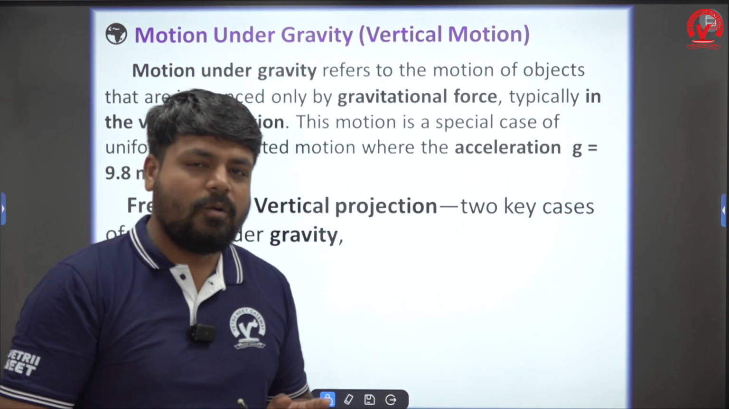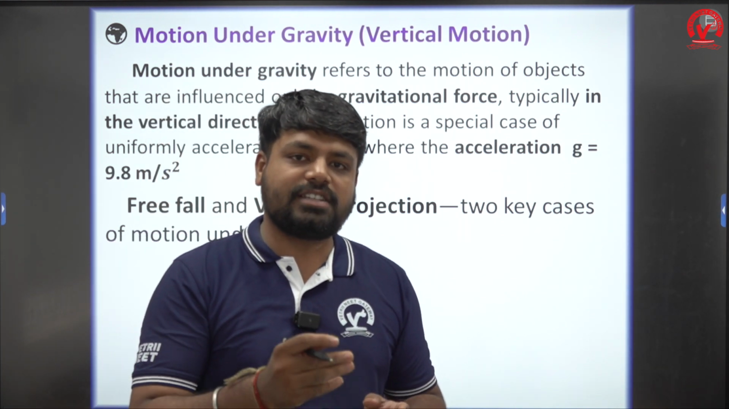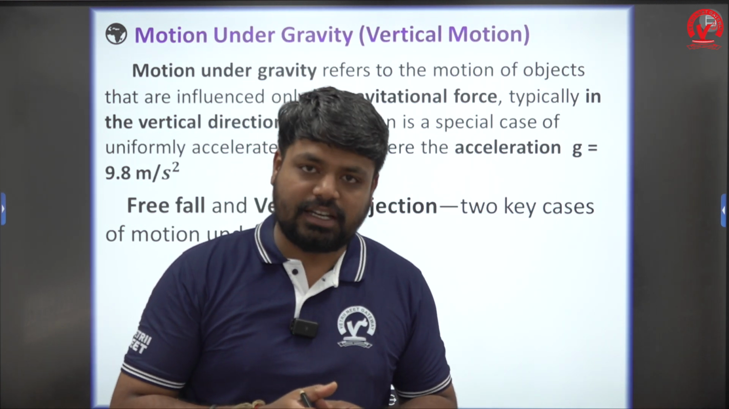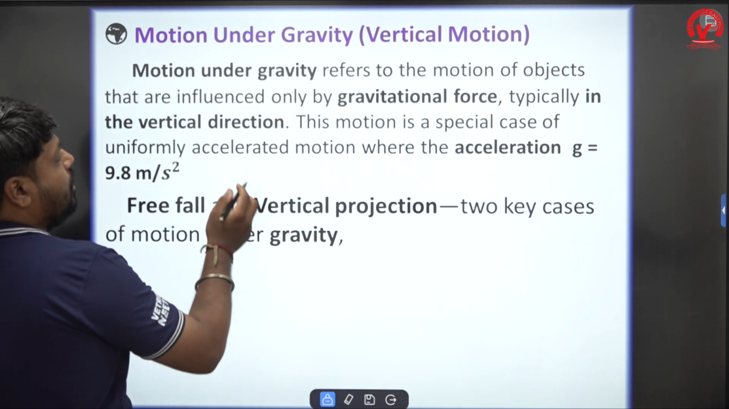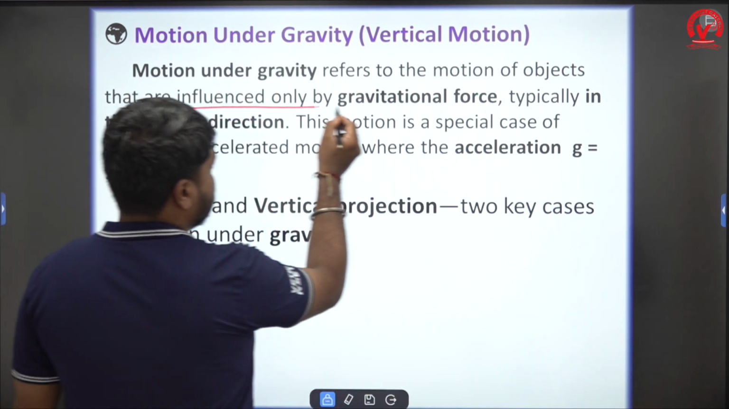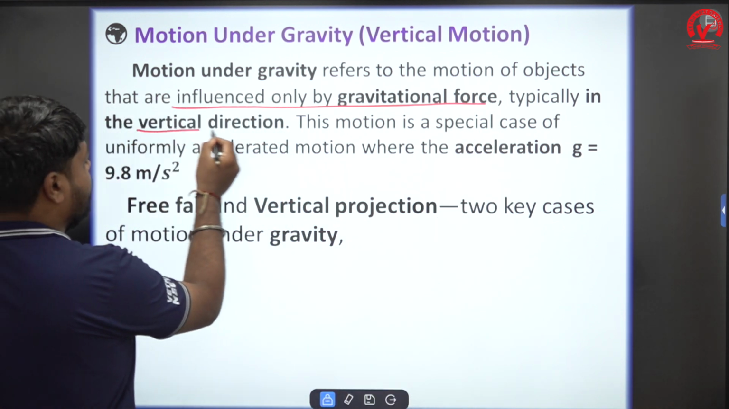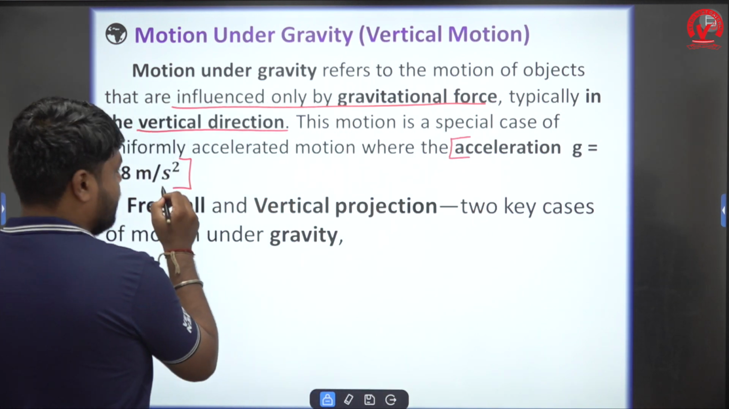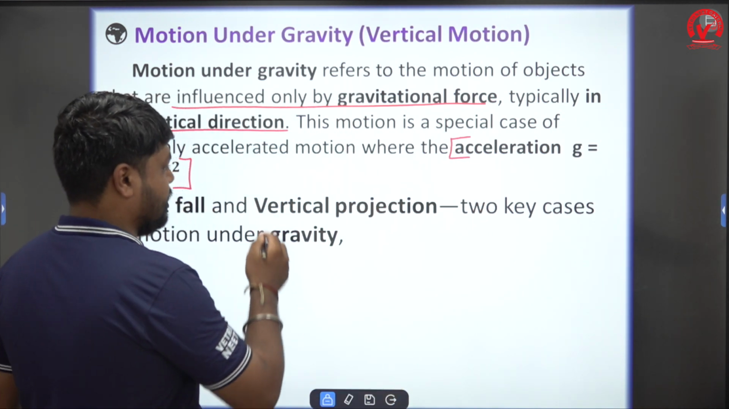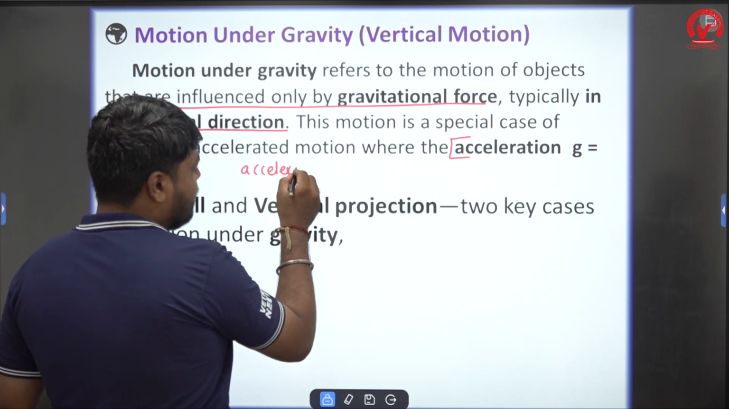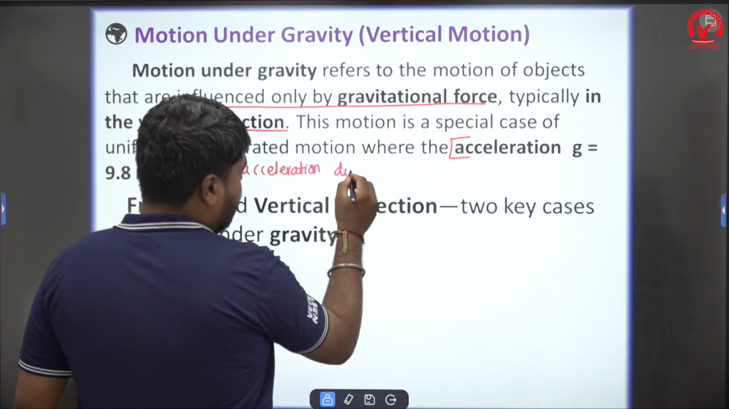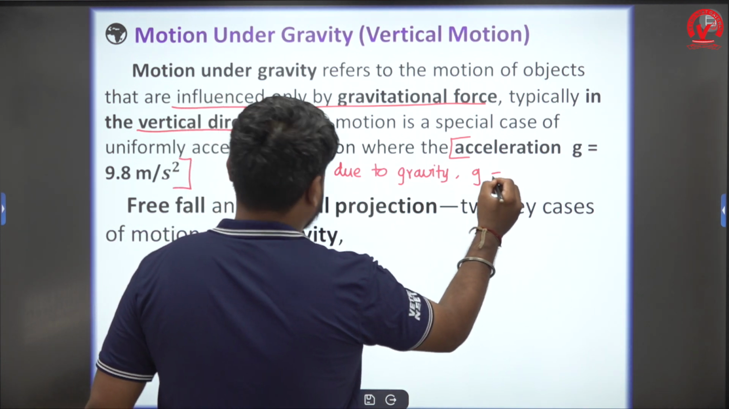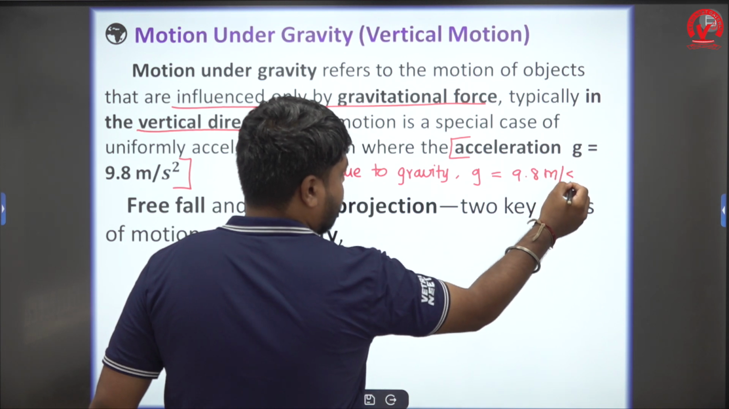So listen very carefully. One of the best examples for applying uniform acceleration in a straight line, which occurs naturally, is motion under gravity. These motions are influenced by the gravitational force, typically in a vertical direction. Here the acceleration is due to gravity, right? So the acceleration due to gravity we represent as g. g is equal to 9.8 meter per second square.